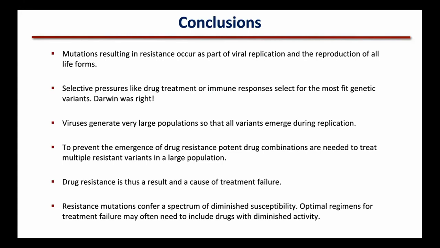To prevent the emergence of drug resistance, potent drug combinations are needed to treat multiple resistant variants in a large population. Drug resistance is thus both a result and a cause of treatment failure. And resistance mutations confer a spectrum of diminished susceptibility. Optimal regimens for treatment failure may often need to include drugs with diminished activity.